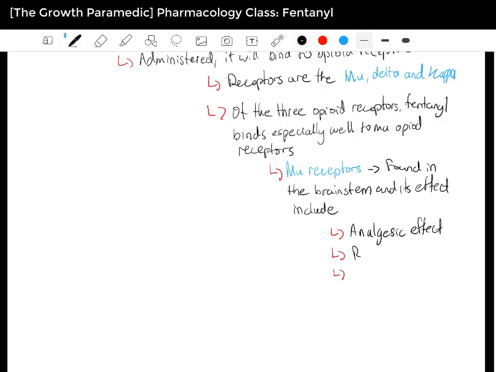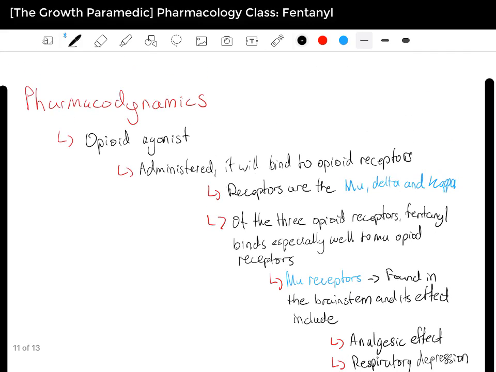It also causes respiratory depression. And I'll go through that in the precautions part, because that's also one of the precautions that I've noted that you should be aware of if you're going to administer fentanyl. And in larger dosages, it can cause sedation. So that's the main thing with the pharmacodynamics.